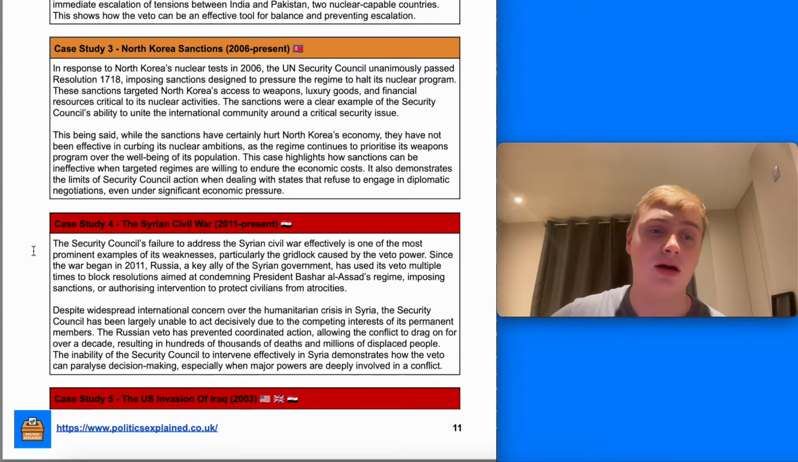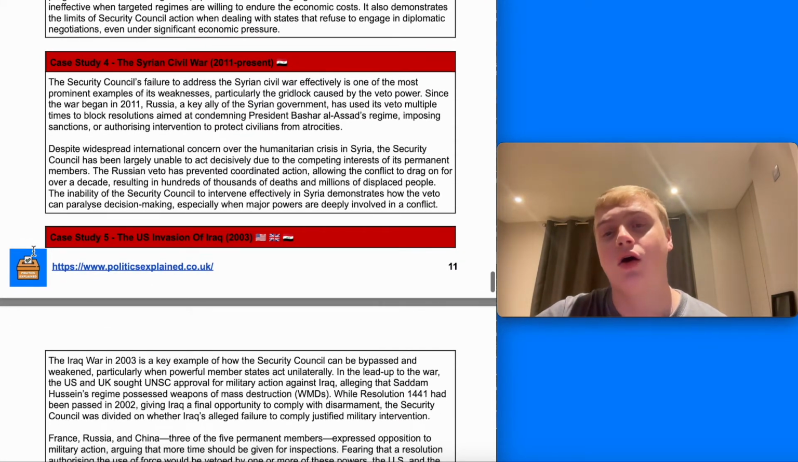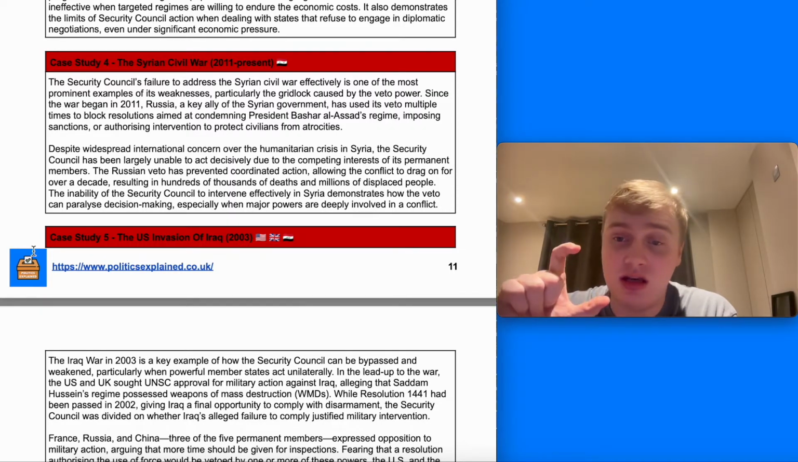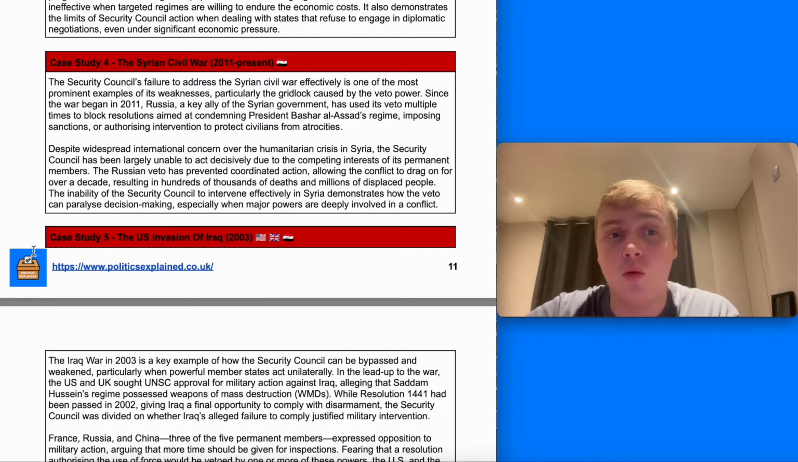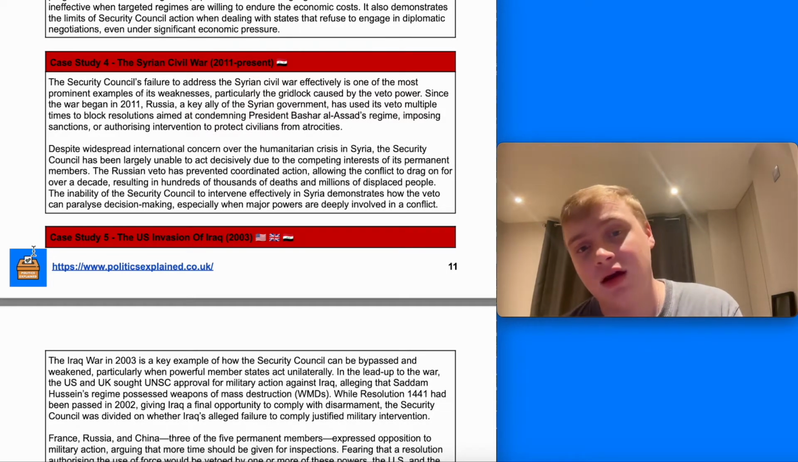Case study 4, for me, is the clearest example of the failure of the United Nations Security Council, and that's the Syrian civil war, a war that lasted over a decade, and because the United States and Russia were on opposite sides, Russia was a key ally of Bashar al-Assad's regime, whilst the US was largely in opposition to Assad's regime and also supported some Kurdish rebels in northern Syria.